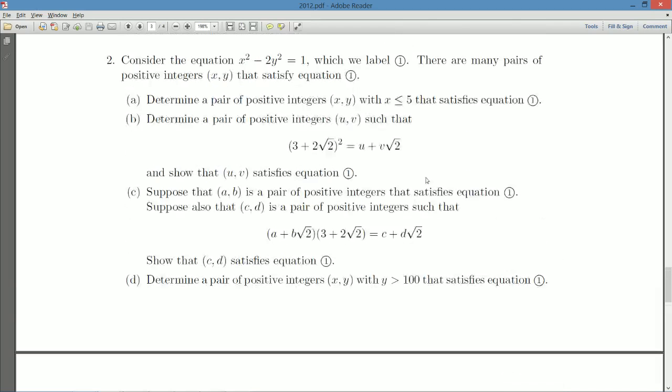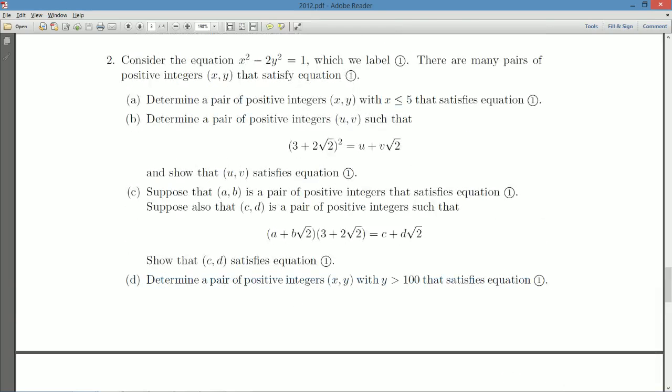What have we seen so far in this question that should help us? The last part usually should build on what we've seen before. We got a pair, but that was with x less than or equal to 5. It was very restricted. Here, y can be just about anything.